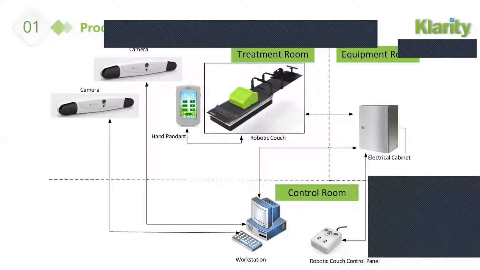And these are the main components of our product. In the treatment room, you can see there's a robotic couch with a pendant for manual control of the robotic couch. And also we install 2 cameras in the ceiling. And in the equipment room, we install an electrical cabinet. In the control room, we have a workstation with a control panel. And this is almost all the components of our product.